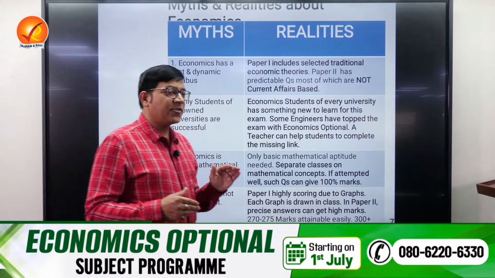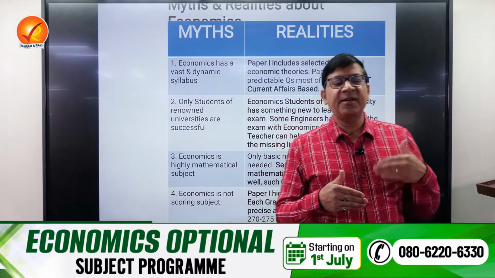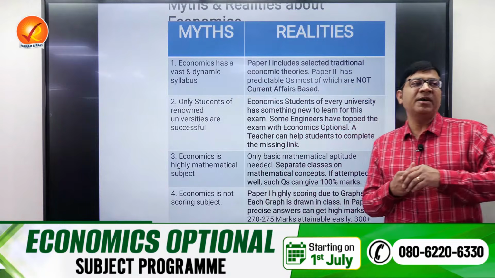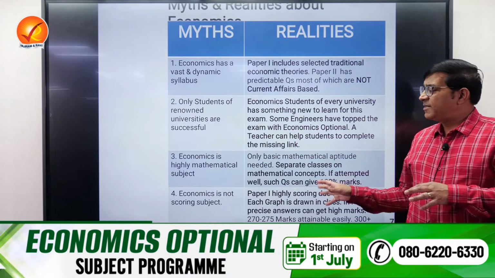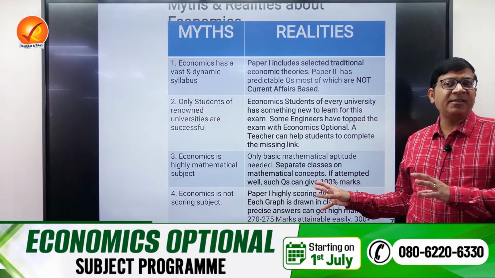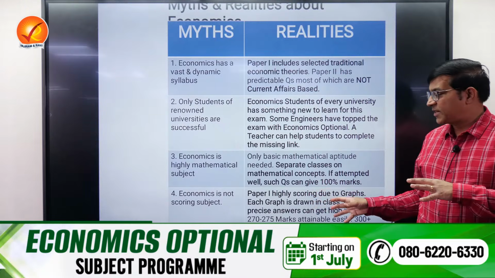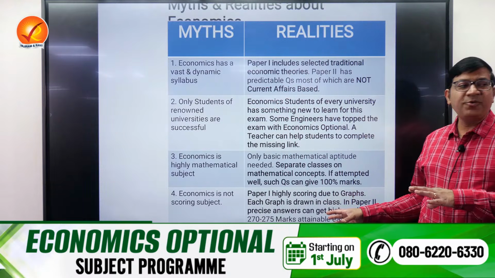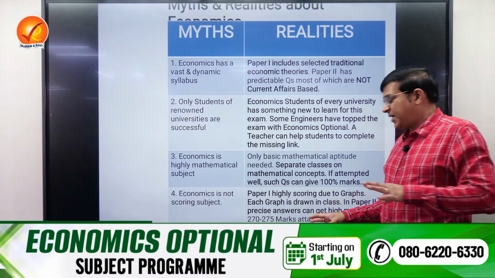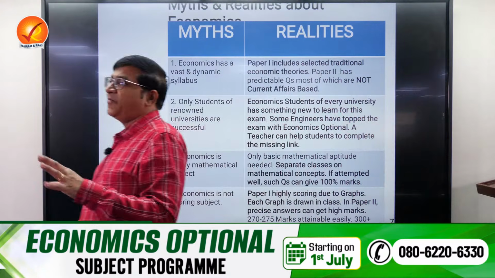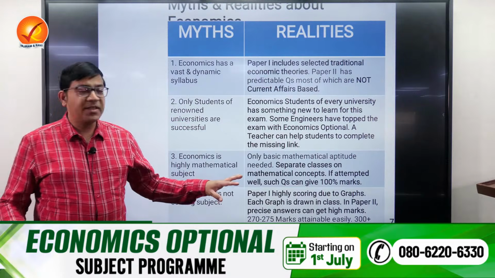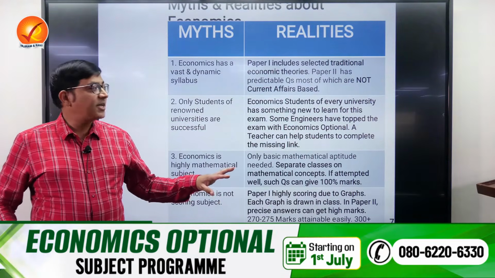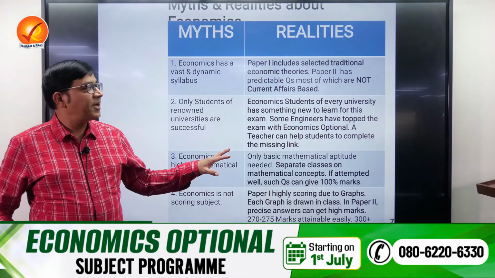Obviously it is not expected in every question, that will be taken as a bad aspect, but in some questions you can get good marks even if you draw the graphs etc. and briefly explain that. So basically say somewhere around 270-75 marks are attainable, and if you are doing hard work, then even 300 plus is not impossible in economics optional.